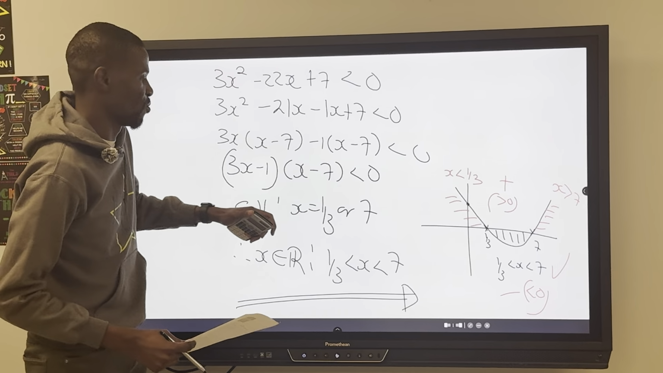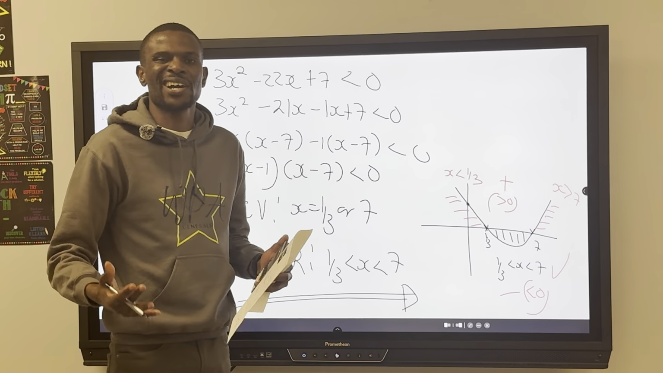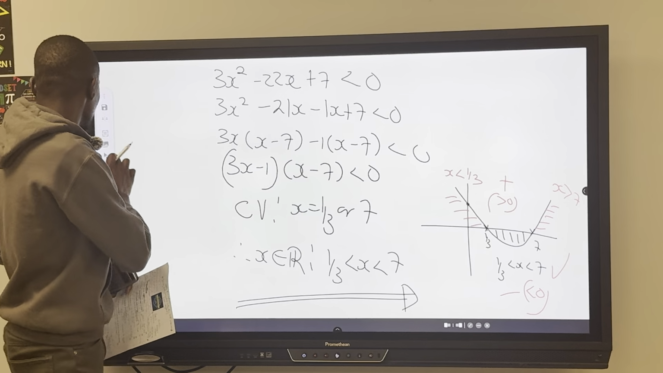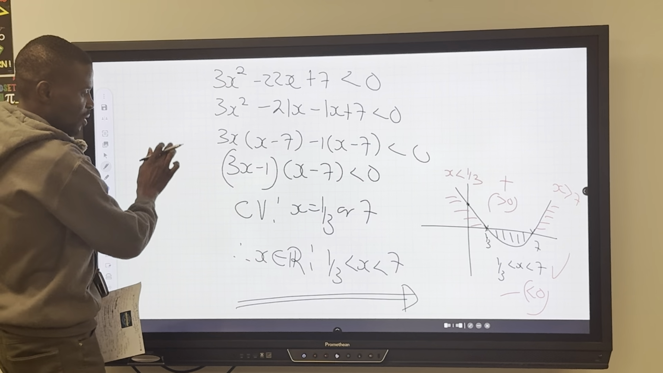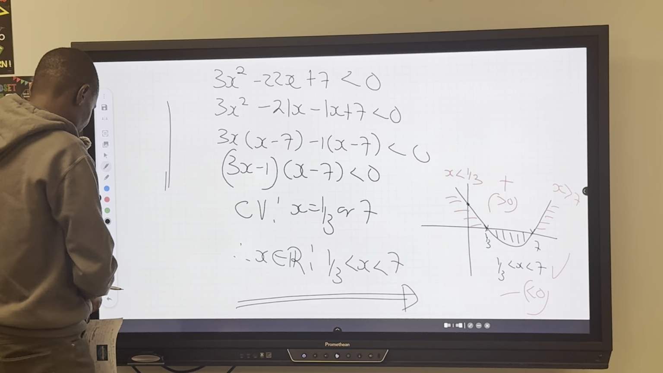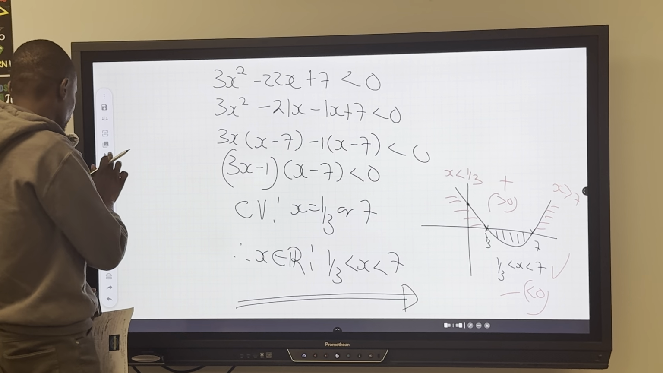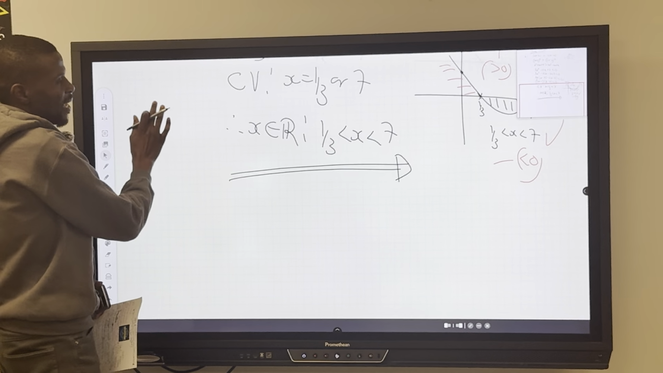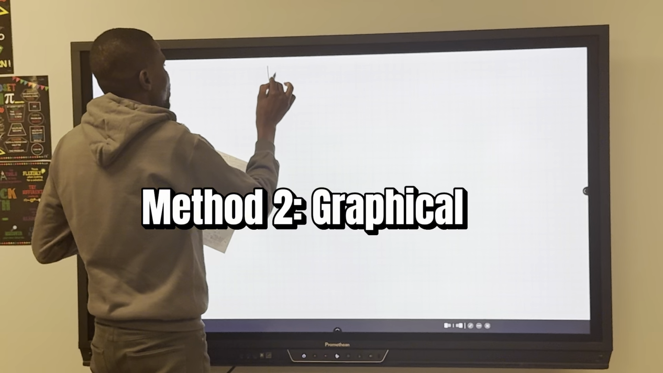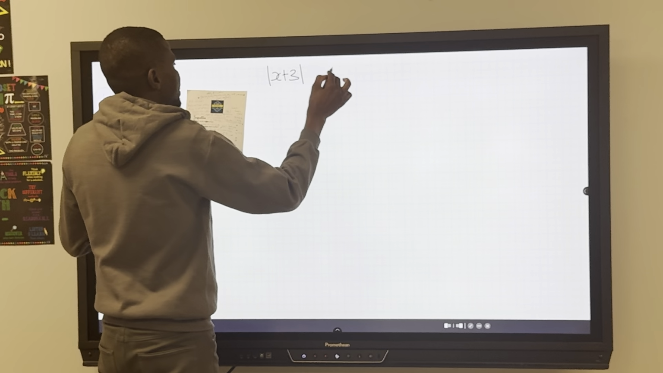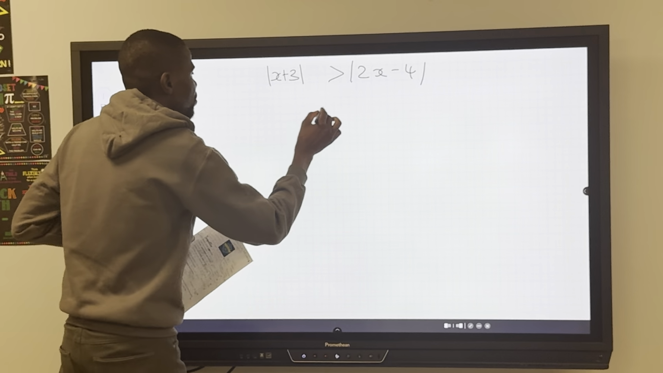So this is method number 1, right? I want to show you another method which is graphical, so that you also practice on the graphs. With the graphical method, you need to be a little bit accurate here in order for it to make sense. So remember we have absolute value of x plus 3 is greater than 2x minus 4.